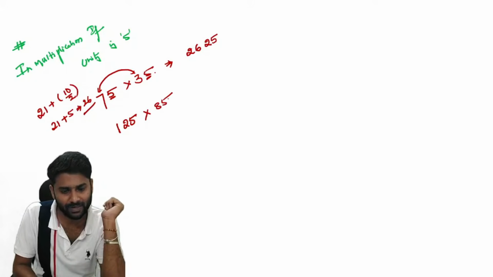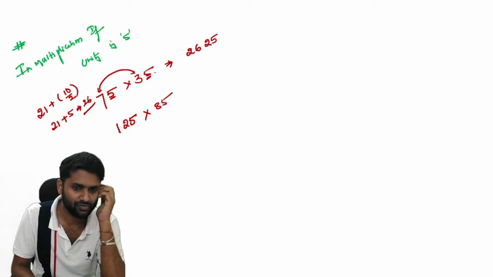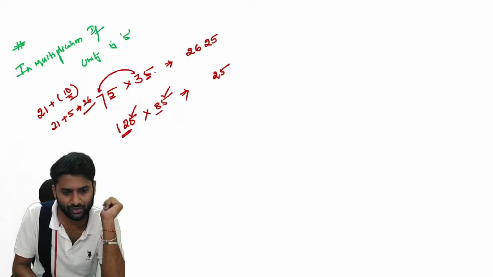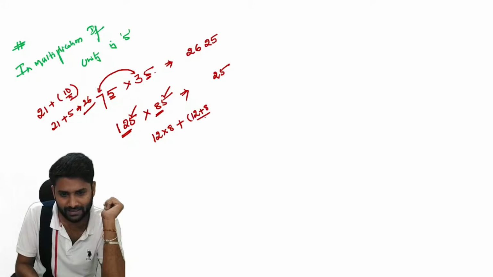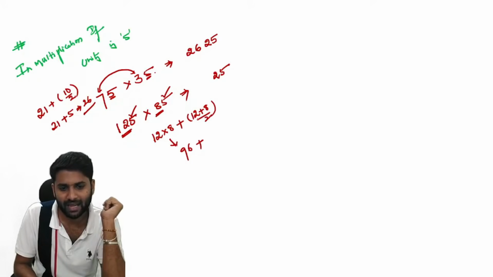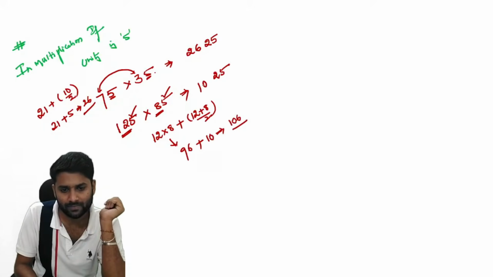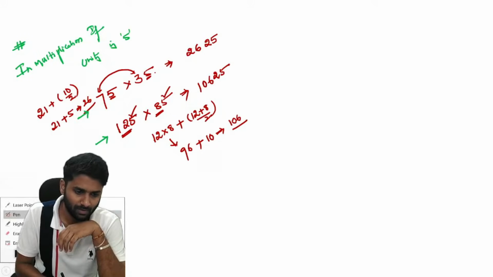125 is multiplied with 85. So 5 into 5, last two digits are 25. So I told you clearly, 12 into 8 plus 12 plus 8 divided by 2. So 12 into 8 is 96. And the sum of the values, 20 divided by 2, is equal to 10. Then the answer is 10625.